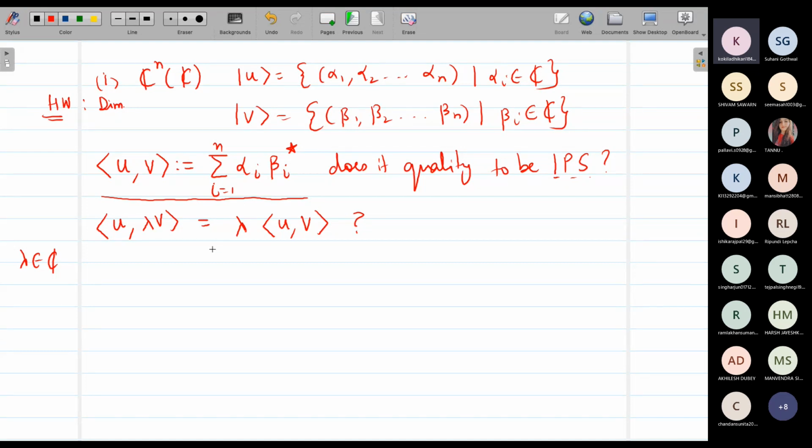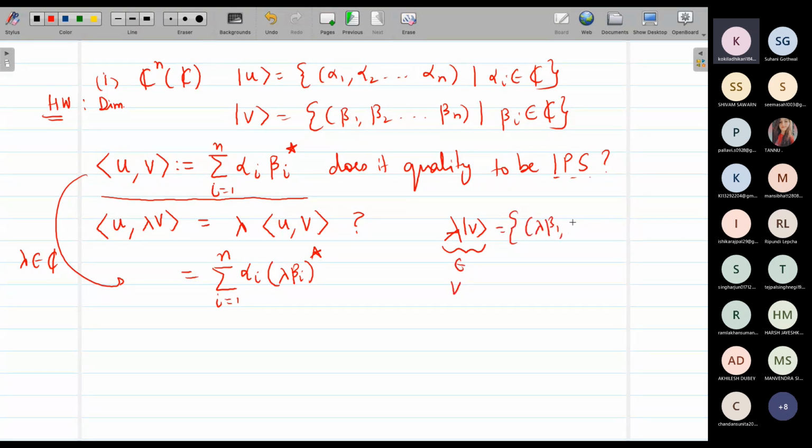It's taking a lot of time, so let me try to do it for you. It doesn't qualify, so let me do it and then we'll see. This is a single step, but it does take some time to understand. All I need to do is take lambda beta i star, because each of these will be multiplied in the second component. What will lambda v be? Lambda v will be a vector in the same vector space. The components will be lambda beta 1, lambda beta 2, and so on up to lambda beta n. This is another vector in the same vector space.